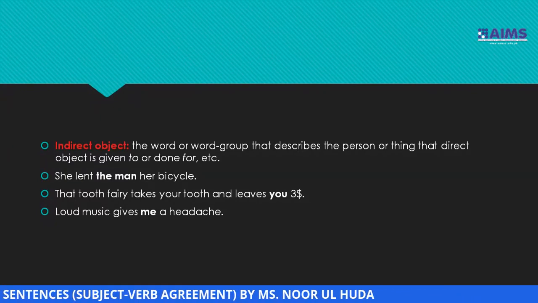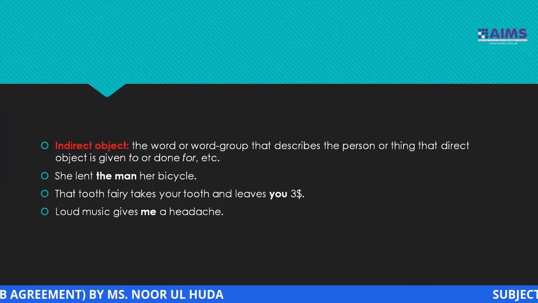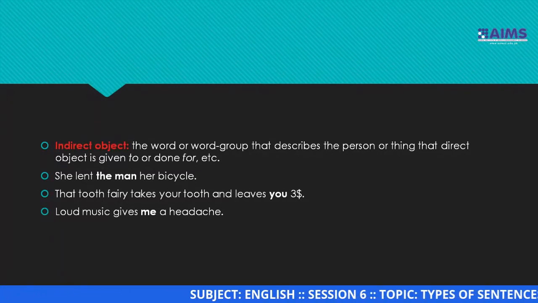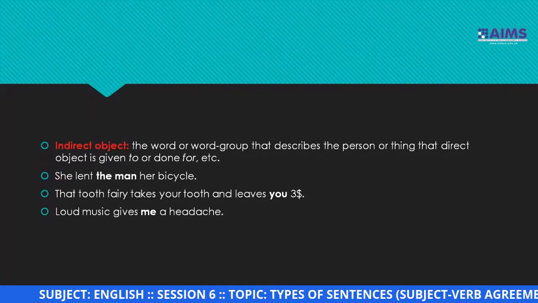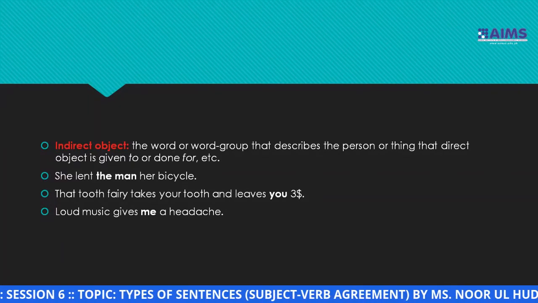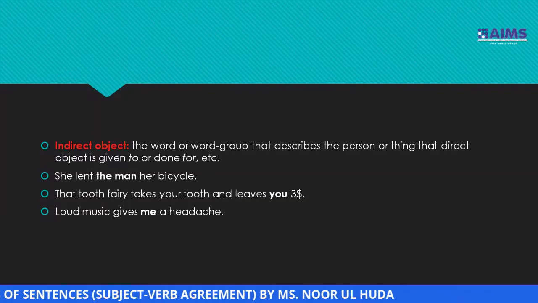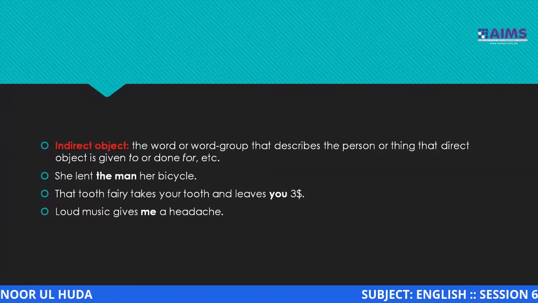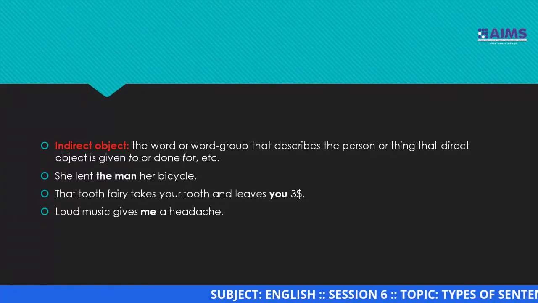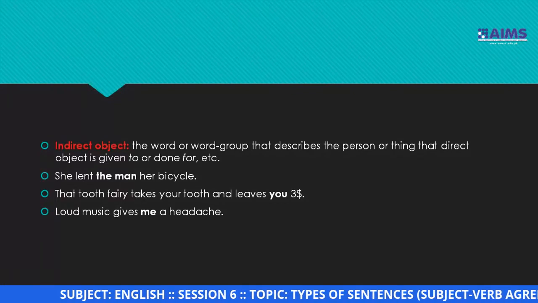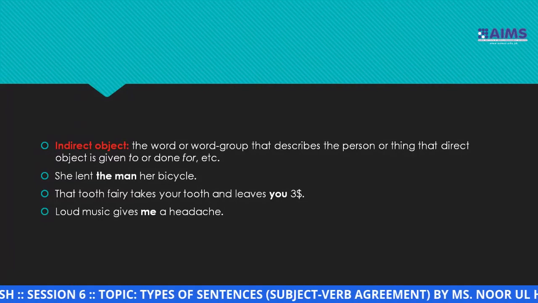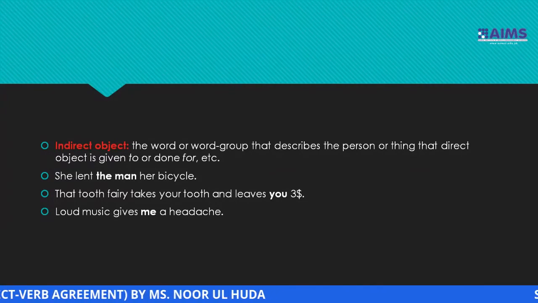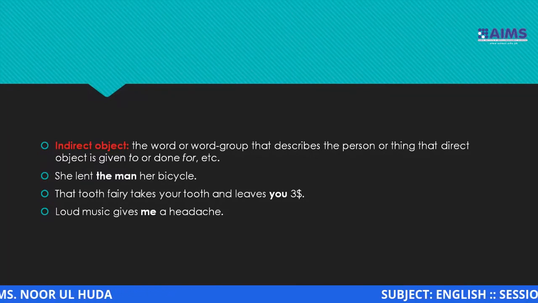Let's suppose: she lent her bicycle. She lent the man her bicycle. Here, the direct object is her bicycle, but the indirect object is the man. It is written before her bicycle, but it is not the direct object. Let's suppose we removed her bicycle here and we say that she lent the man.